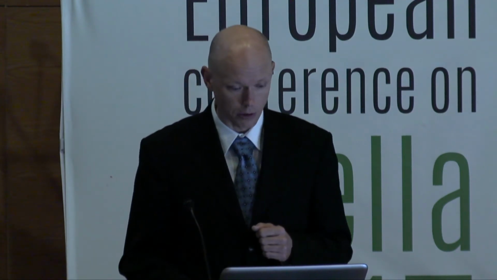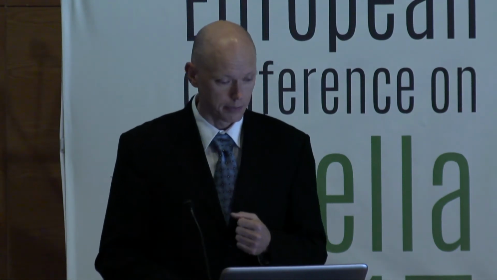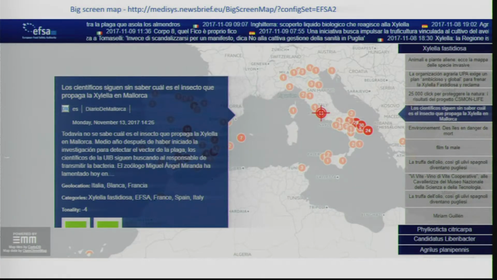On top of that, we also created an application which we called Big Screen Map. This is also publicly available, and it was shown during the poster session. Here we just cycle through the latest publications like a news ticker. I chose 4 diseases, Xylella fastidiosa and 3 other plant pests, and we show only English, French, Italian, and Spanish in this view. That can be customized. What I picked up was an article from Diario de Mallorca about Xylella and how the insect propagates in Mallorca.